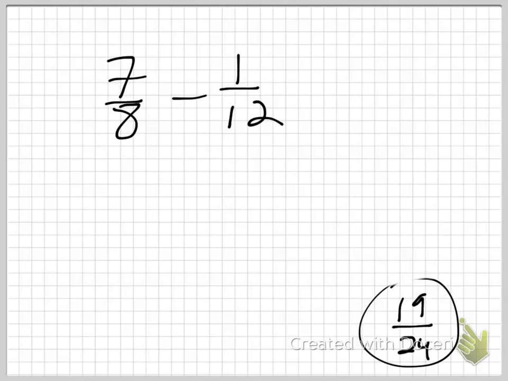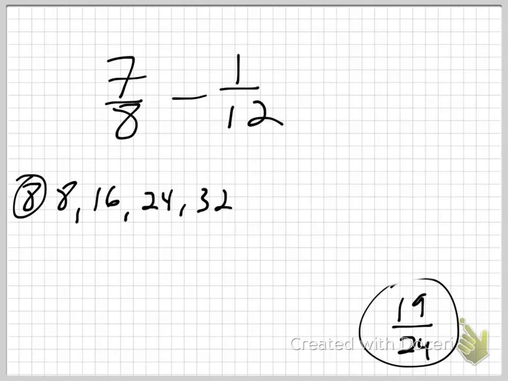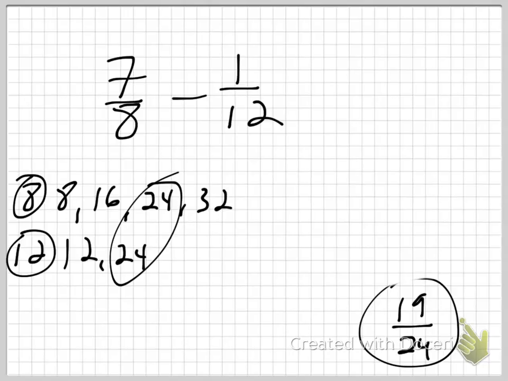Caleb said, why not? What if I had found the least common multiple at the beginning? That takes some work to find the least common multiple. Don't you agree? The multiples of 8 are 8, 16, 24, 32, etc. Multiples of 12 are 12, 24. Oh, there it is. Right?